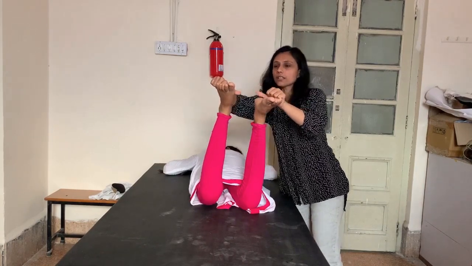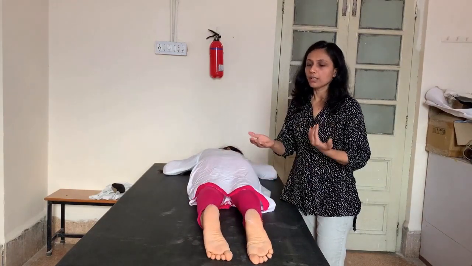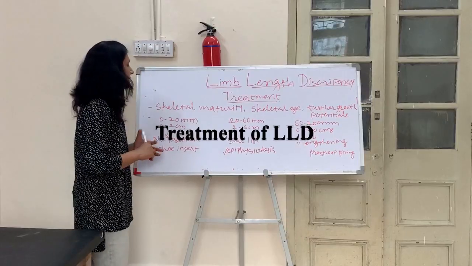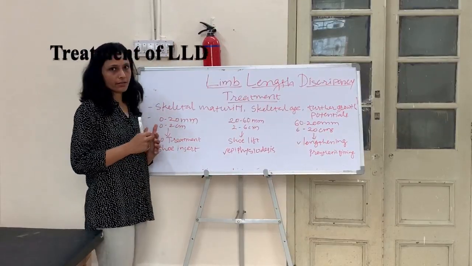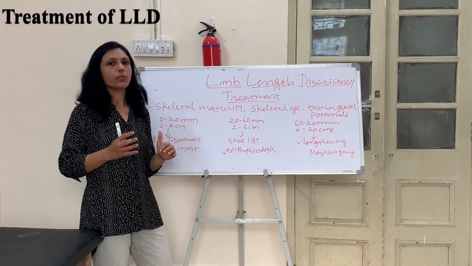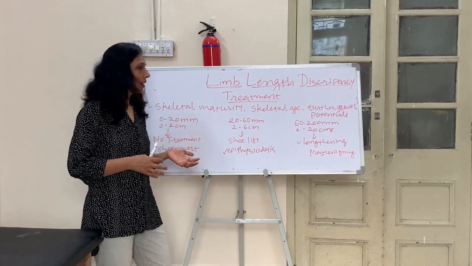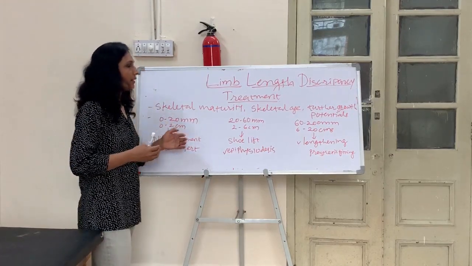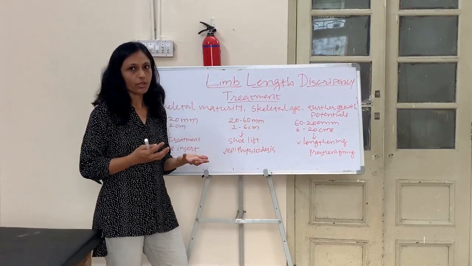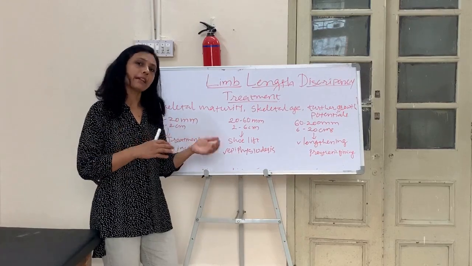And this is another way by which you can come to know whether the tibia is longer or shorter than the opposite side. In the treatment, we have to consider certain points. What is the skeletal maturity of the patient with whom you are dealing? If it is a child, then you need to consider the skeletal age, because there is a potential for growth. So treatment is going to differ whether it is a child or an adult.